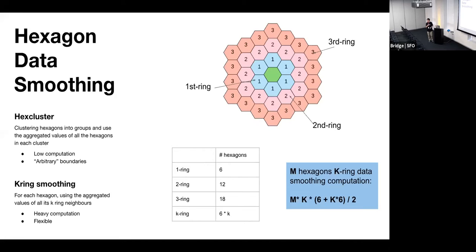So what's the trade-off here? The trade-off is that we are going to have much more computation. Think about it: for each hexagon, we are going to take all the neighbors, and in many Uber applications we may use a k-ring of maybe 10 or even 20, which means that for each hexagon, we need to aggregate all its neighbors, maybe hundreds of hexagon values.